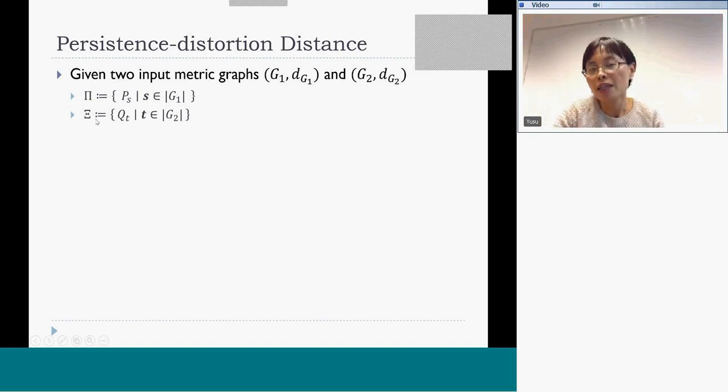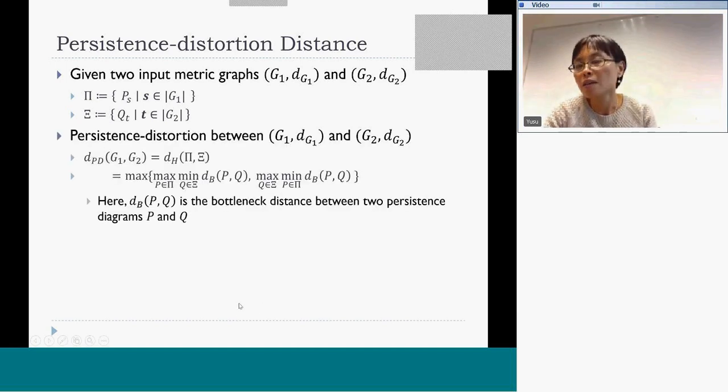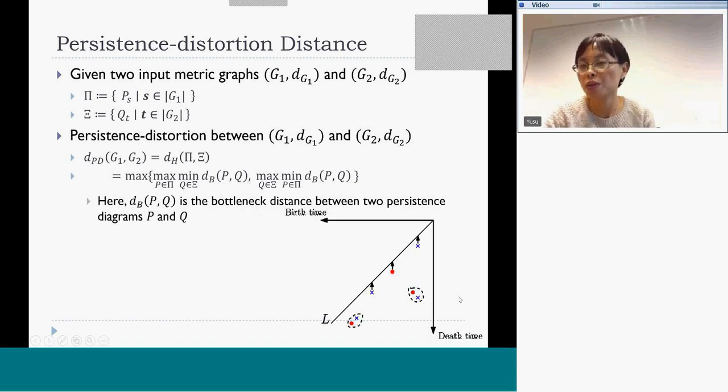Okay. So the way to think of this is that now, instead of considering G1 and G2, I map them into the space of persistence diagrams, and they become two collections of points in that space. Now, in this common space of persistence diagrams, I measure the distance between G1 and G2 as the Hausdorff distance between the two image sets, Pi and Psi. In order to measure the distance between two persistence diagrams, we use the standard bottleneck distance.